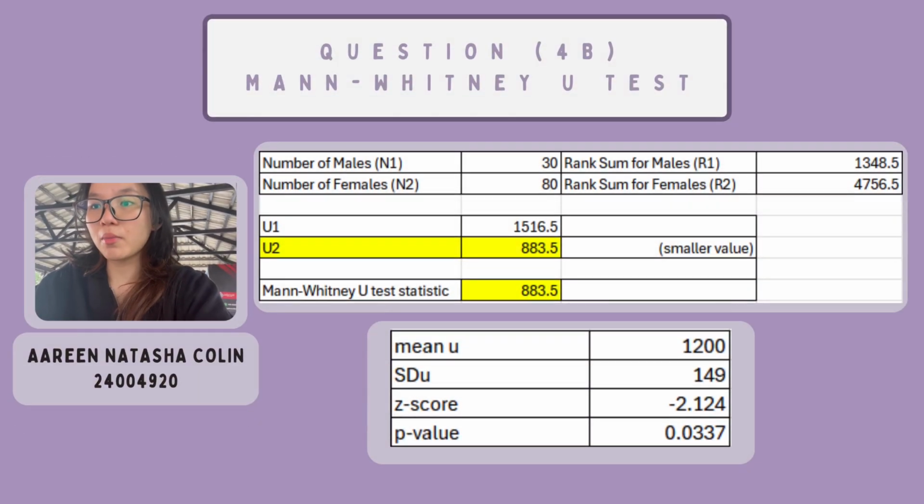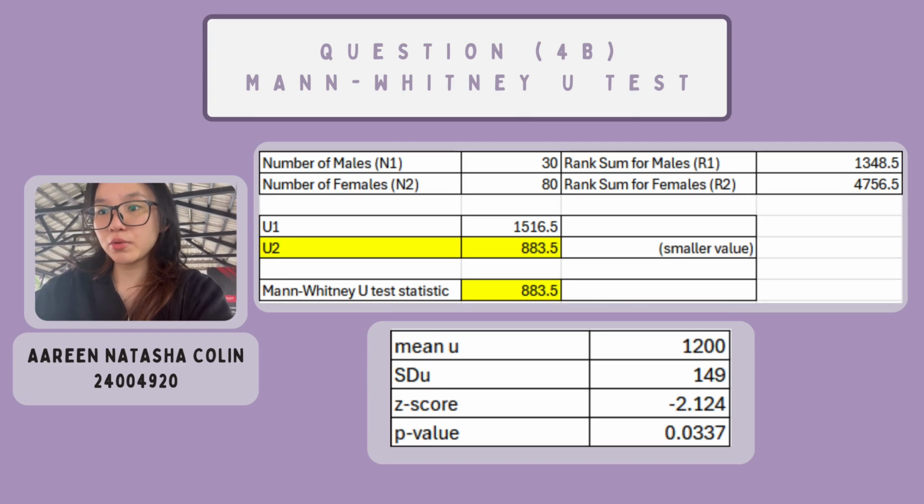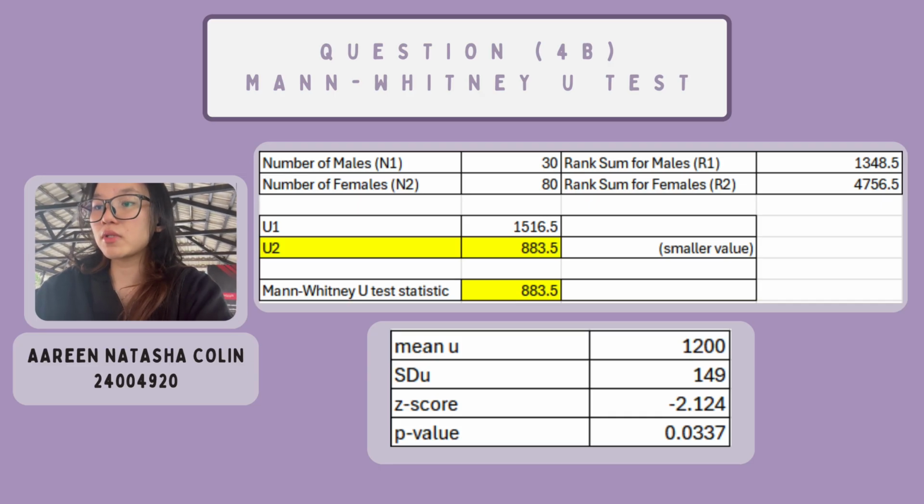Hi, I'm Erin and I'm going to present about the Mann-Whitney U test. We were tasked with analyzing whether passenger satisfaction with service quality differed between male and female respondents. We used the Mann-Whitney U test, which is a non-parametric test suitable for comparing two independent groups when the data is ordinal. The null hypothesis stated that there is no difference in median satisfaction between males and females, while the alternative hypothesis proposed that a difference exists.